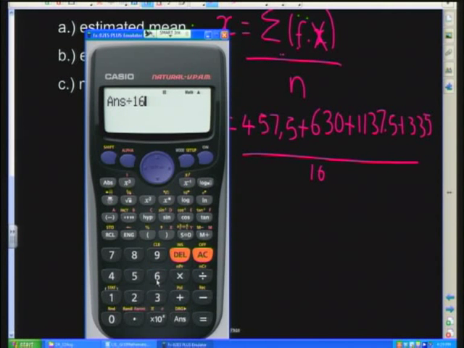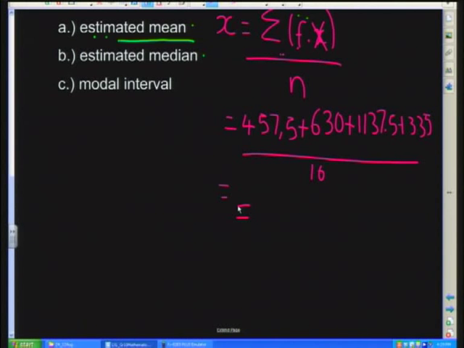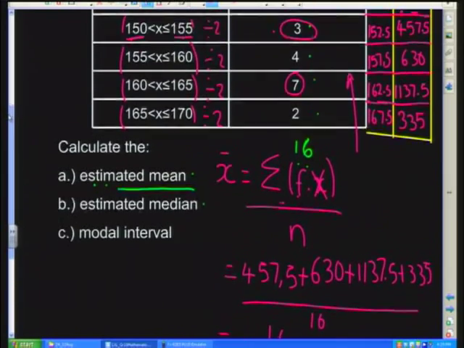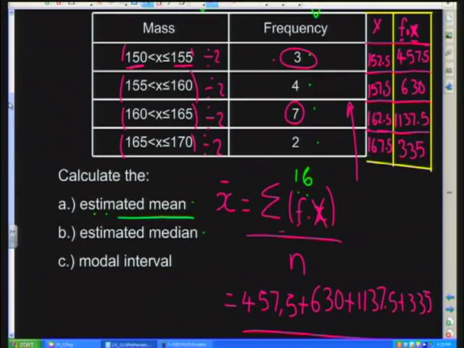Divide that by 16. So 160, see, we've already got an equal sign. 160 is the average weight of all of these bodybuilders. Okay, so the weight started at 150 and went all the way to 170, but your average weight is 160 kilograms. The next thing we need to work out is the estimated median.